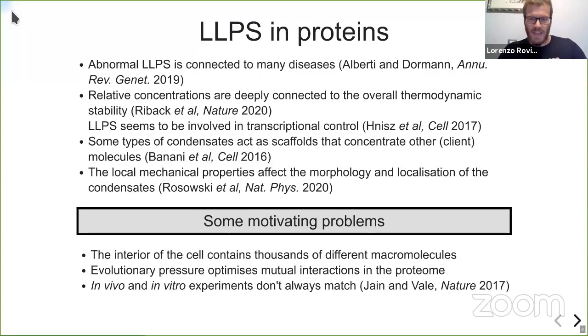That's true to some extent, but it's not clear whether you can always do the same thing. It has been shown that in vivo and in vitro experiments don't always give the same results. So it's not easy to understand what's going on in a cell with all these things moving around.